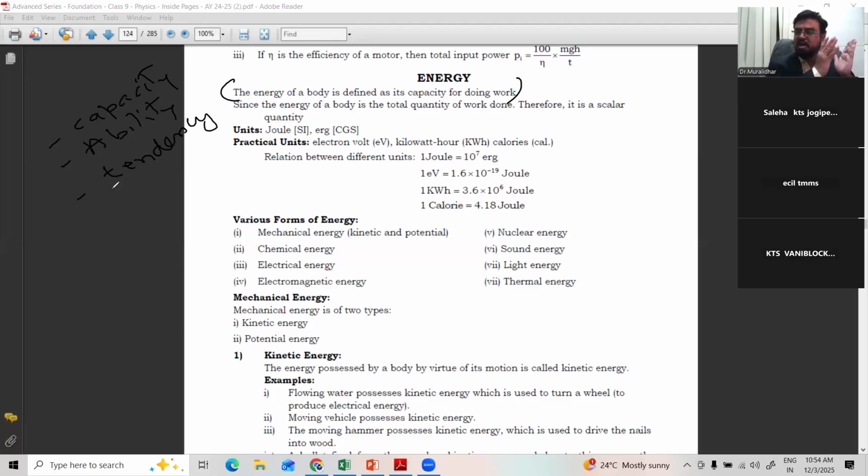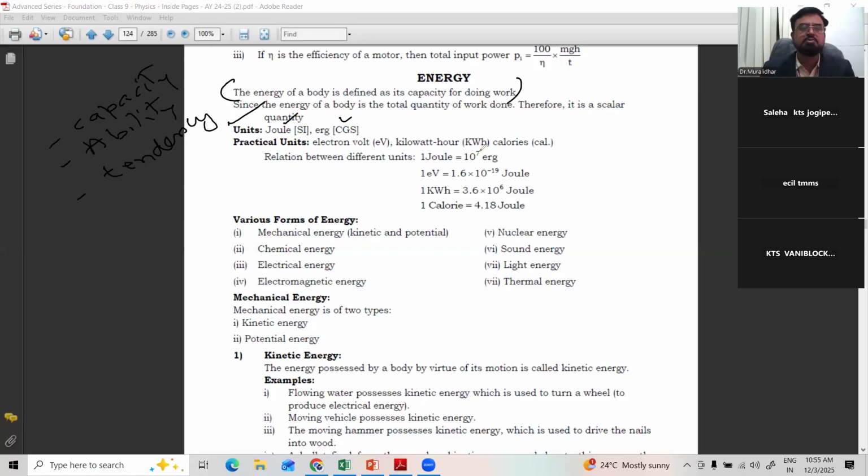See, all three are interlinked only. Without work, there is no power. Without work, there is no energy. All these are interrelated terms. So, such capacity to do work is called energy. Energy is also work only, so it is also measured in either joule or erg. Joule in the SI system, erg in CGS.